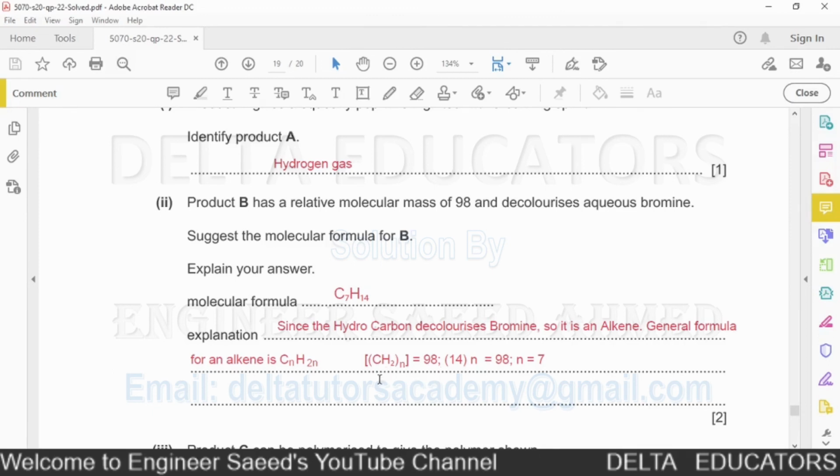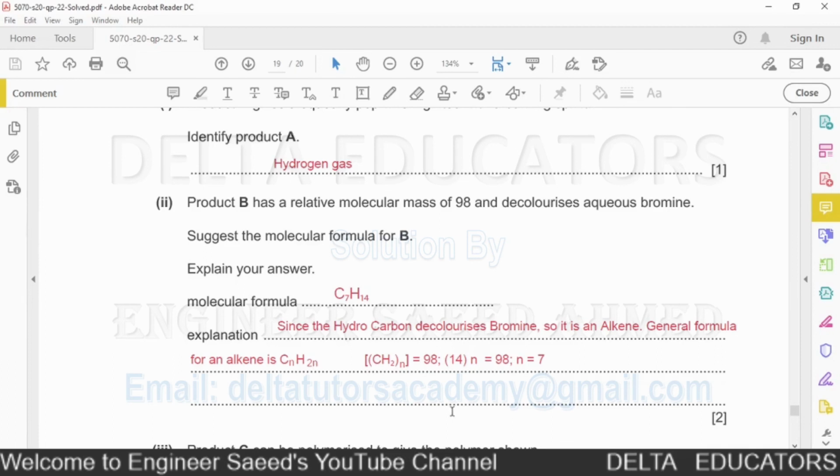Now atomic mass of carbon is 12. Here we have 1 carbon. So here total mass of carbon will be 12. Here we have 2 hydrogen. For 1 hydrogen mass is 1. So total mass of hydrogen is 2. Now total mass of CH2 will become 14. So we can write 14 multiplied by n is equal to 98. And from this expression we will get the value of n. n will be equal to 98 over 14. It will be 7. So here value of n is equal to 7.